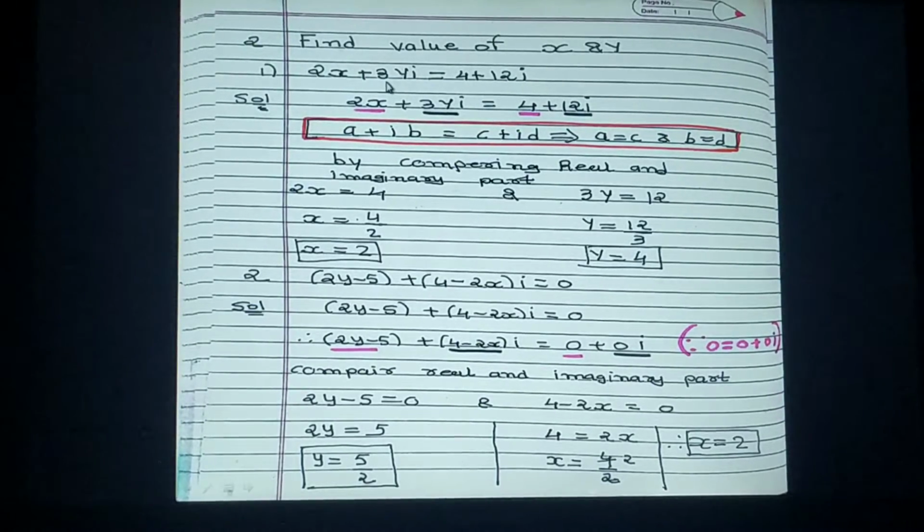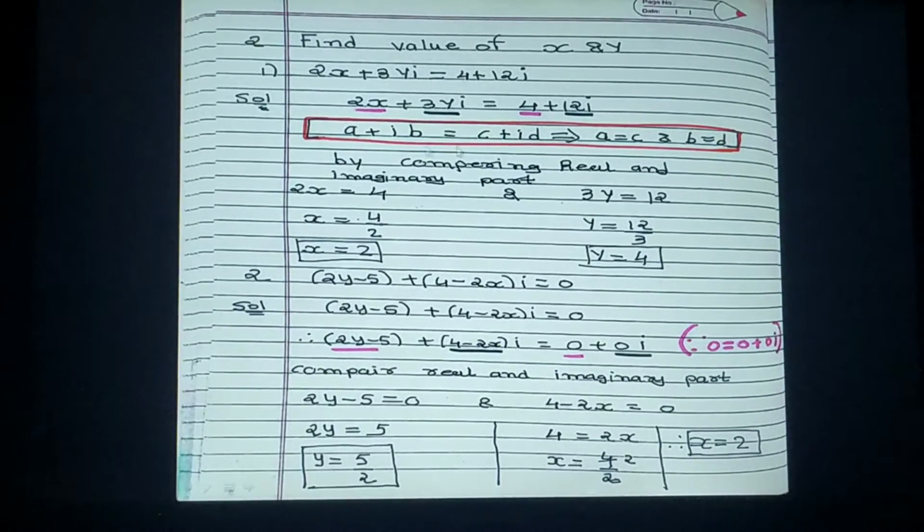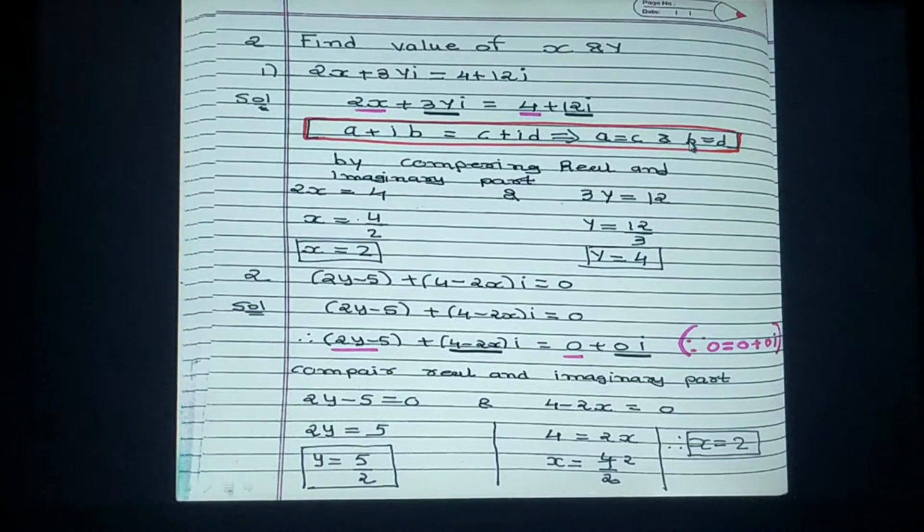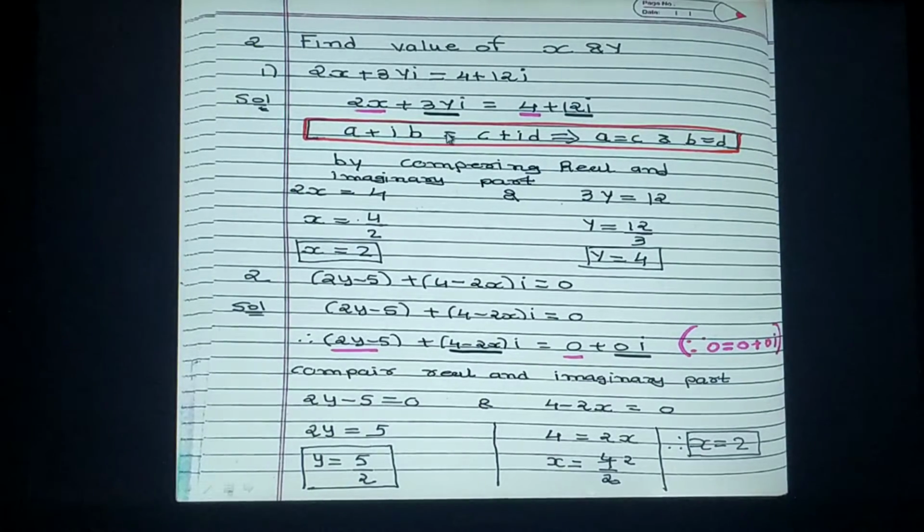To solve this kind of equation, we use the relation: a + ib = c + id. Then we compare the real part and imaginary part, so a = c and b = d. On both sides we have the standard form, a + ib and c + id.